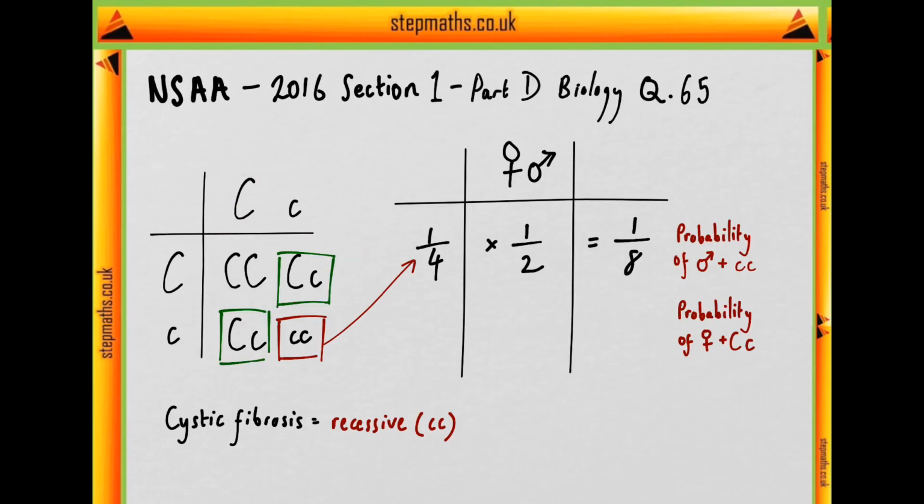Now to work out the probability of a female who is a heterozygote, well, in our Punnett square we have two individuals, or 50%, or half, which are heterozygotes, and again we multiply by a half to find a particular gender, and then we find that this, when multiplied together, is a quarter.